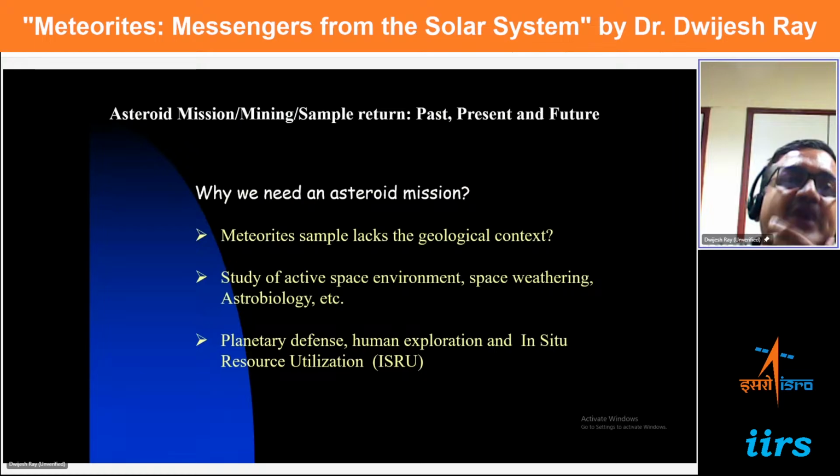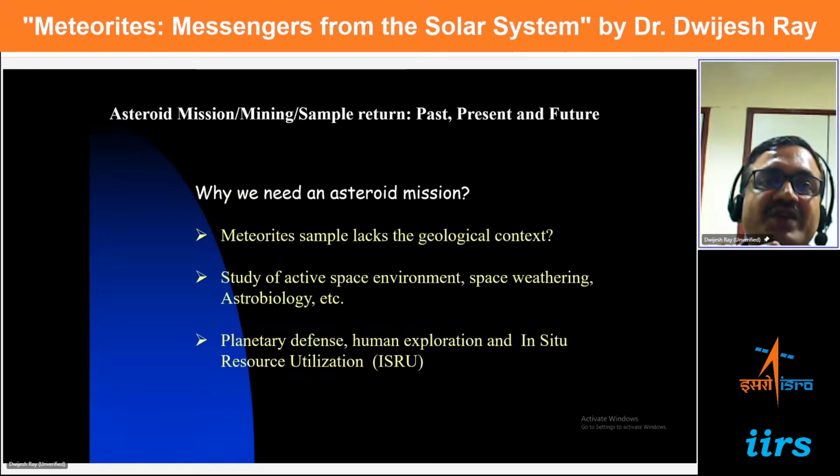Why do we need a mission to an asteroid? The main problem is that with meteorite samples, we can study them in the laboratory, but we don't know where the sample comes from. We know it has come from the asteroid belt, or it may come from the moon. We call it a lunar meteorite, though it is a misnomer. Or a sample from Mars, we call a Martian meteorite. But in the asteroid belt, there are lakhs of asteroids, and we don't have any idea from which parent body the meteorite has come.